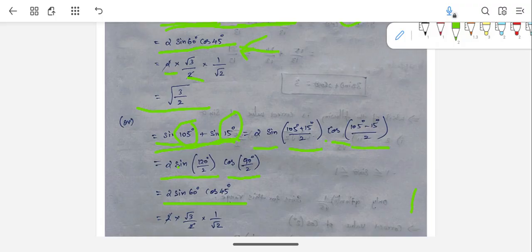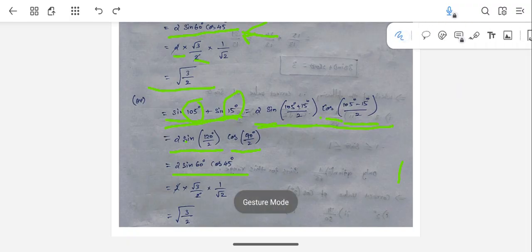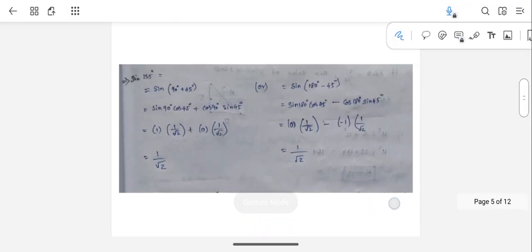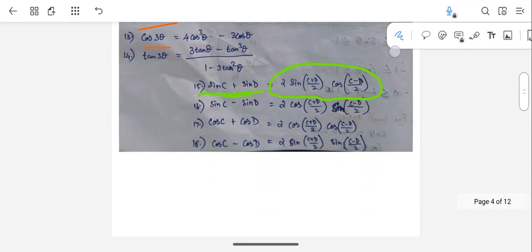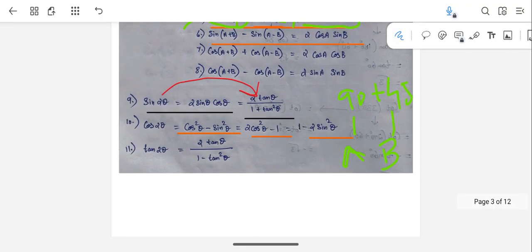So here you can use any of these methods. Based on the angles, if you can expand, you can use that formula. If you can't, you can directly use this formula. Again you will get the same answer, root 3 by 2 only, guys. I hope you got it, right? So this is about the trigonometric values, and this is about whole trigonometry itself, guys.